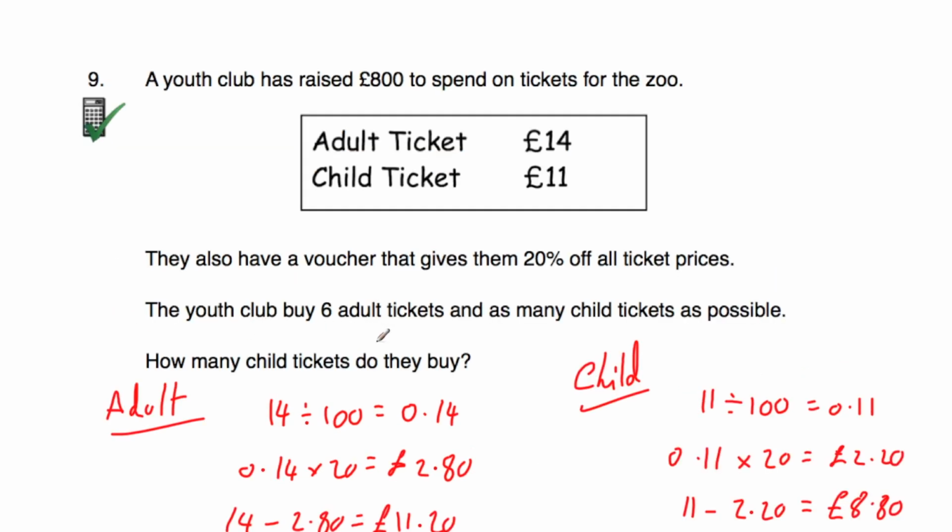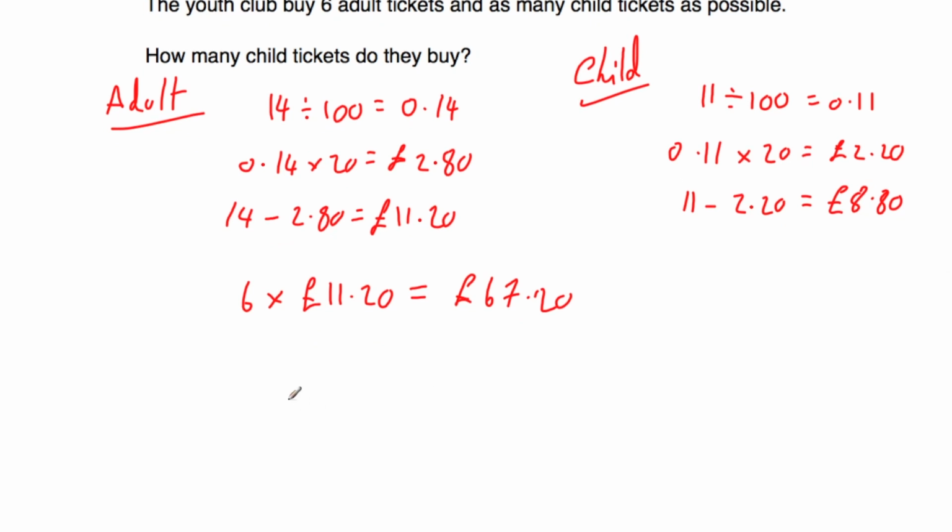And we're told the youth club buy 6 adult tickets, which cost £67.20, and they buy as many child tickets as possible, and they've got £800. So if we take away the £67.20 from 800, what's left is what they spend on child tickets, and then we can see how many child tickets they can buy. So let's take our £800 and subtract £67.20, and that's equal to £732.80. So that's how much money the youth club have got to spend on child tickets.